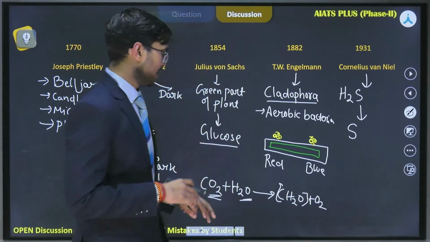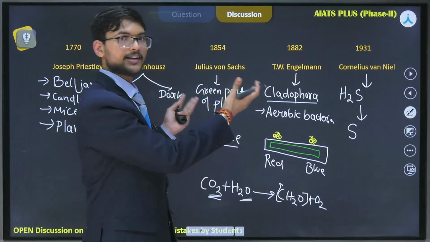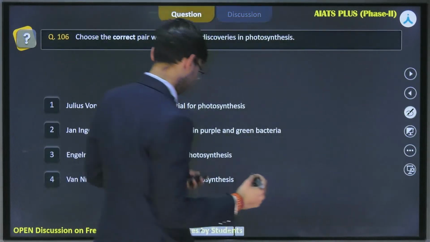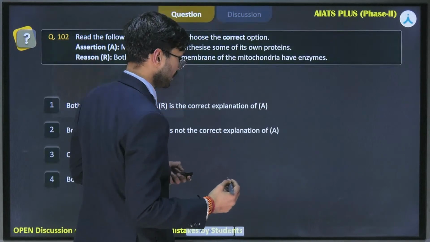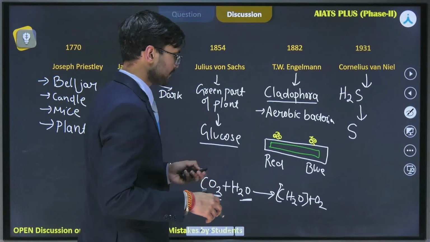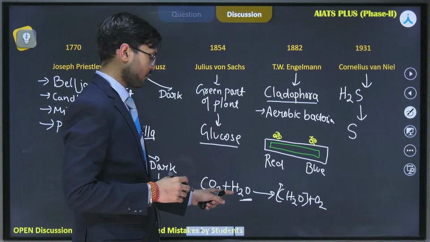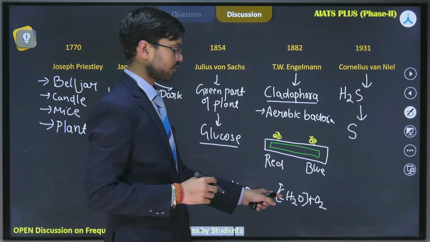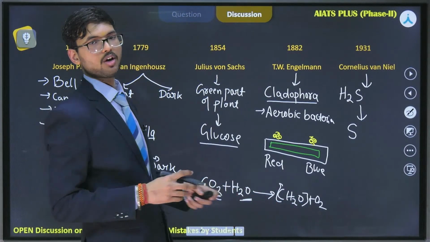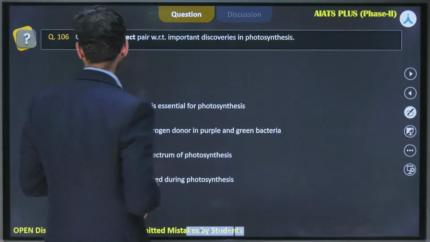Okay, so after that, the concluding reaction of photosynthesis was the requirement of carbon dioxide, requirement of water, and production of carbohydrates and oxygen. Okay, this was the last conclusion of the process of photosynthesis. So now let's see the question.